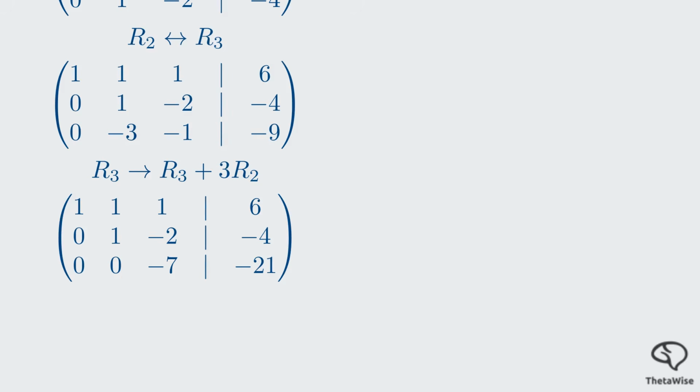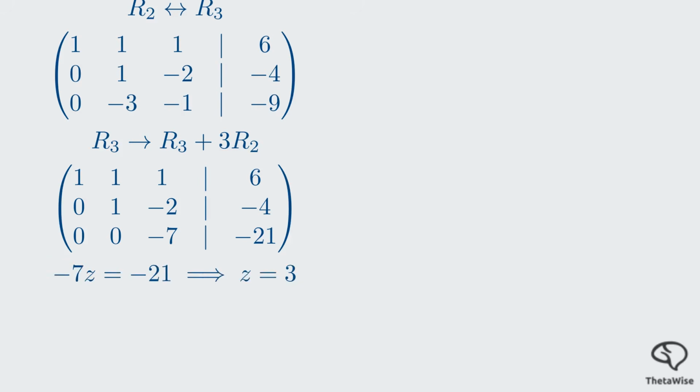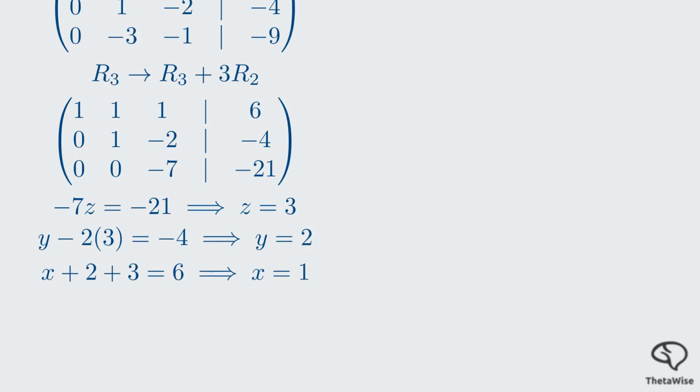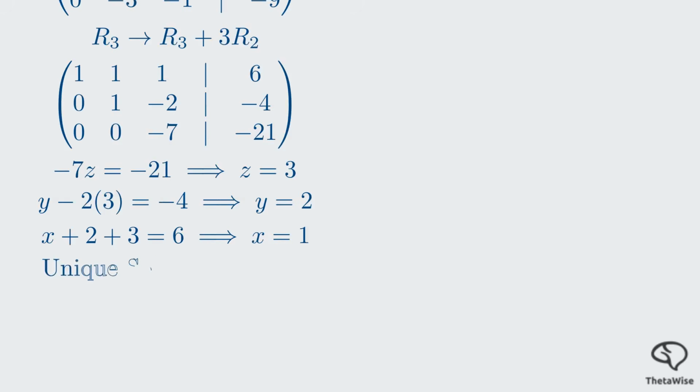Now, we use back substitution. From the third row, we have -7z = -21, which means z = 3. Substitute z into the second row equation, y - 2 times 3 = -4, which simplifies to y = 2. Finally, substitute both into the first row, x + 2 + 3 = 6, which gives us x = 1. The unique solution is the point (1, 2, 3). Geometrically, this means the three planes intersect at this single point.